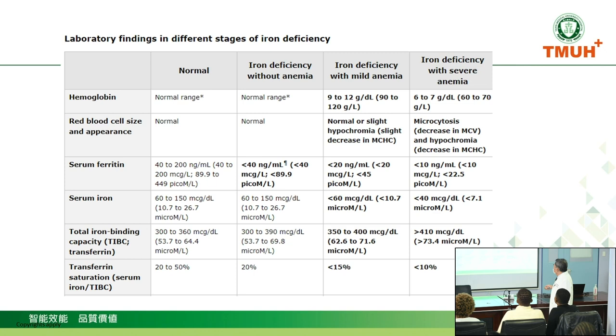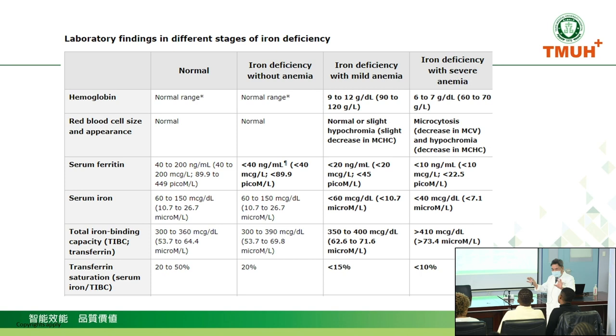Serum ferritin, the first one: from normal it goes to less, decreased. Serum iron may be decreased. Total iron binding capacity, transferrin. Transferrin is inside the plasma and has two sides. It is a glycoprotein, meaning a polysaccharide plus protein.